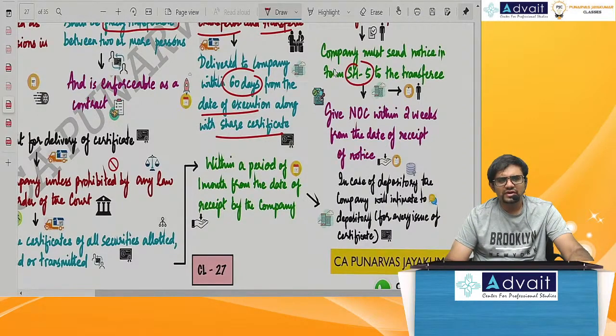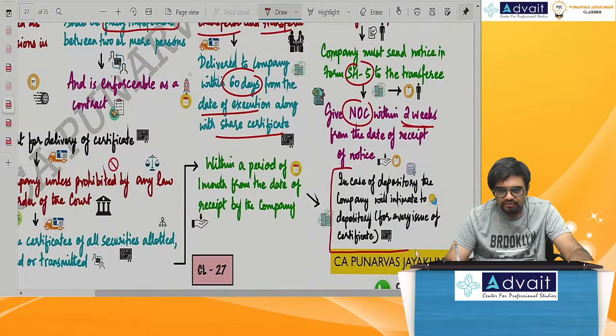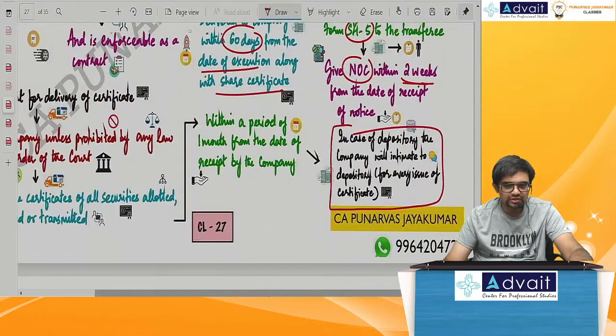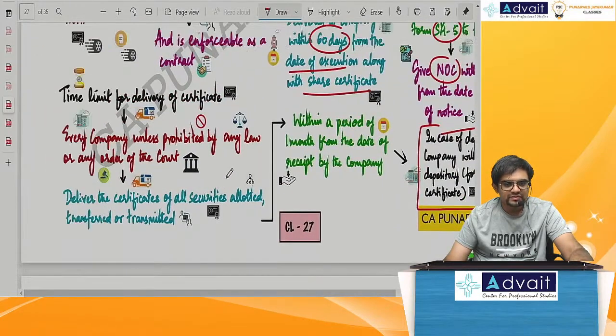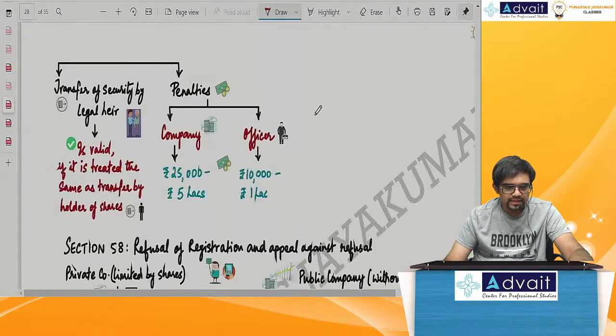Guys, all these things are irrelevant now, because at the click of a button you can transfer the shares. Everything is happening electronically in DEMAT form. But this is predominantly applicable to those companies where DEMAT is not applicable. So I need to give NOC within 2 weeks from the date of receipt of the notice. In case of a depository, the company will directly intimate the depository, no tension. That is very, very simple.